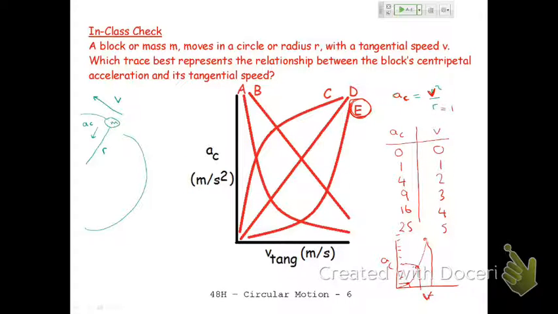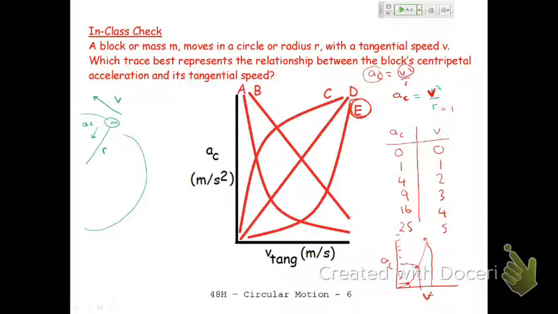The most common mistake is people look at the equation and they go, oh, AC is equal to V squared over R, it's linear. Because they're looking at what the equation is, and they're not looking at what this is. This is not V squared, this is V. So by using a different colored pen, I'm emphasizing V, not V squared.